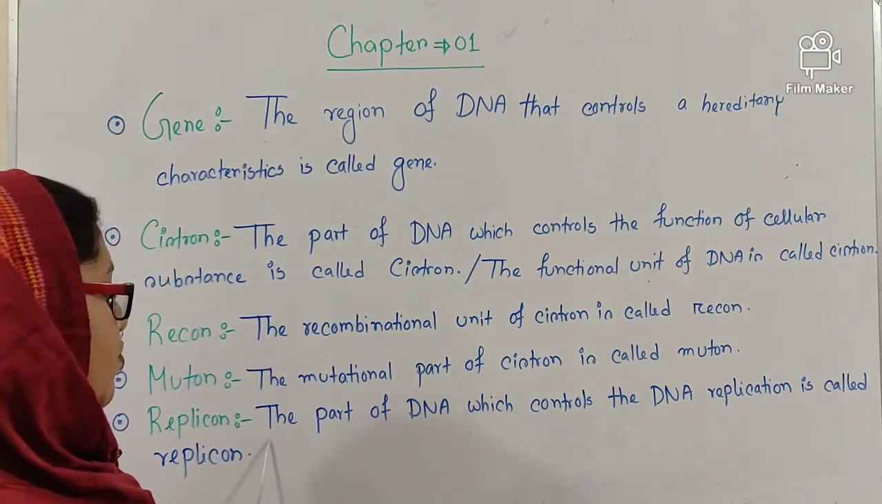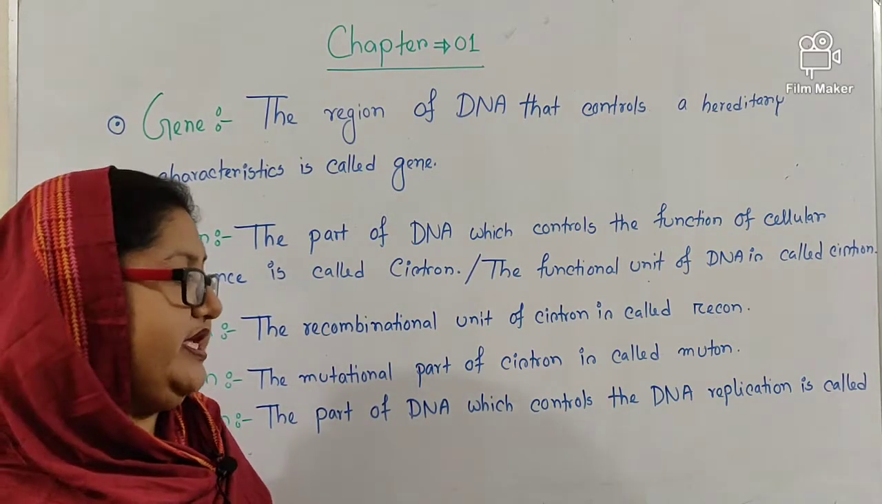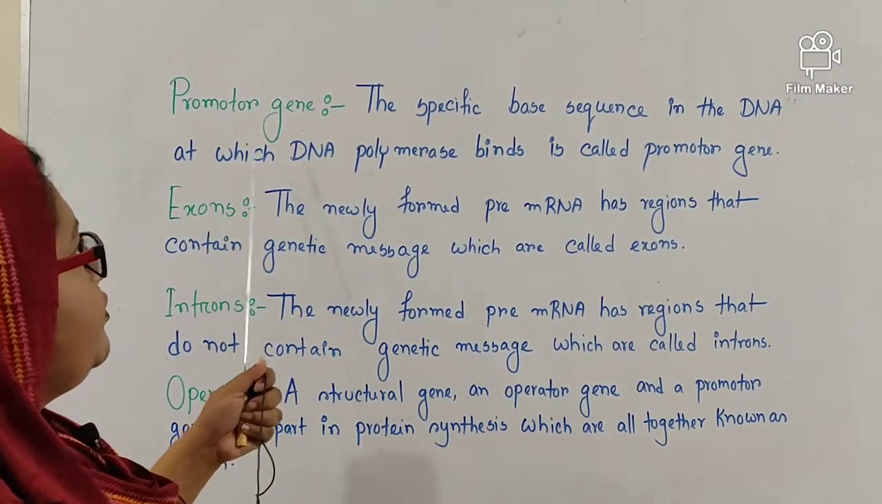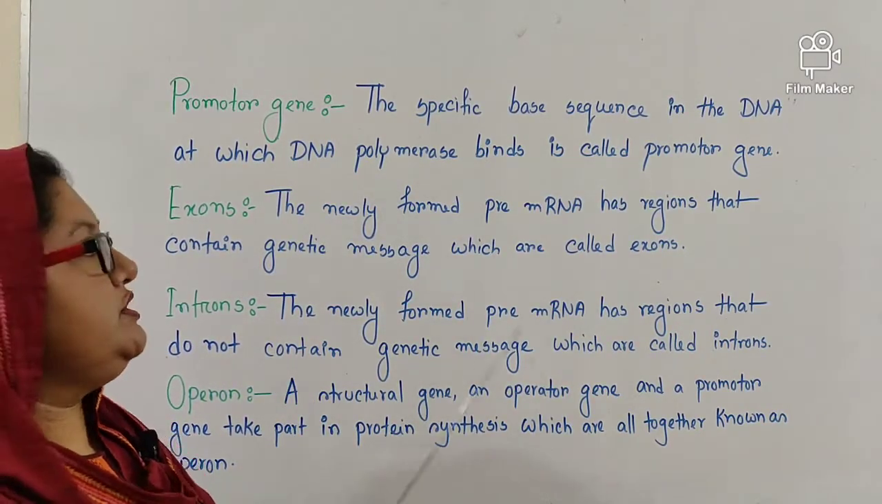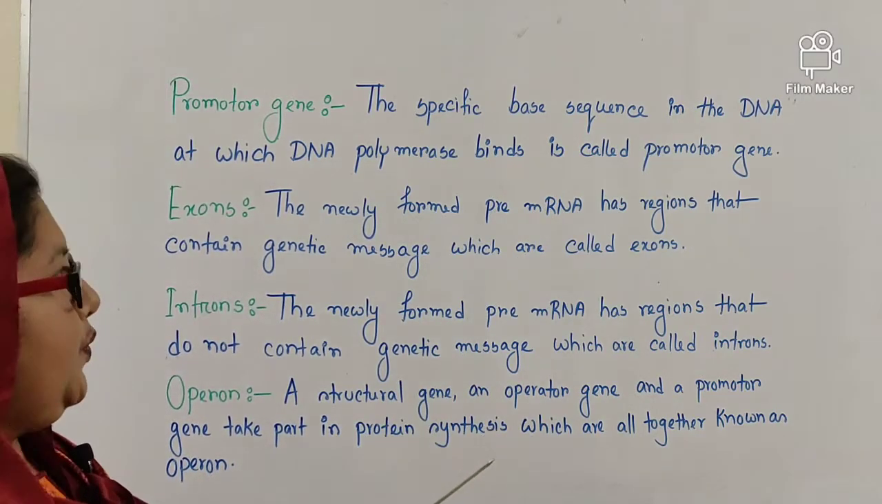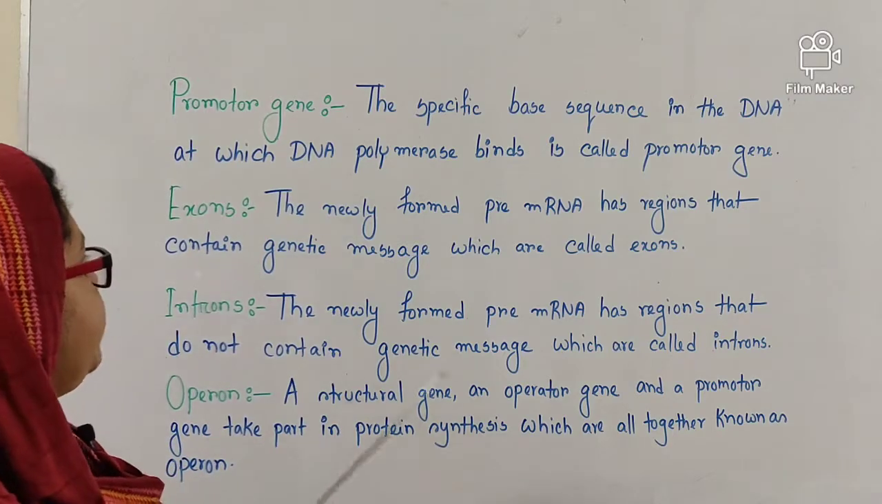Then replicon. What is replicon? The part of DNA which controls DNA replication is called replicon. Now, promoter gene. What is promoter gene? The specific base sequence in the DNA at which DNA polymerase binds is called promoter gene.